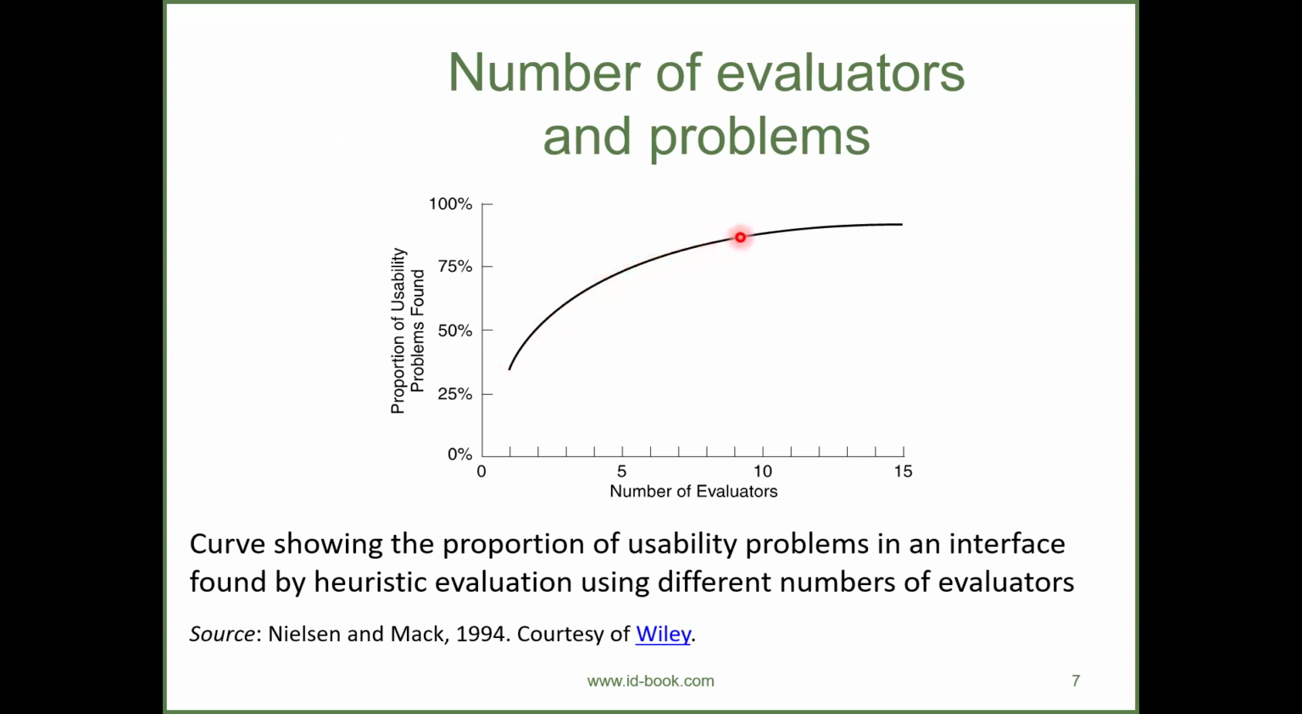If you have, for example, 10 or 15 users, they can identify almost all the problems, because more people means more eyes, more interaction with the system, and a much better possibility of catching the usability issues inside the digital product, as simple as that. So the curve shows the proportion of usability problems in an interface found by heuristic evaluation depending on different numbers of evaluators. More users means more usability problems identified. Fewer users or evaluators means fewer usability problems identified.